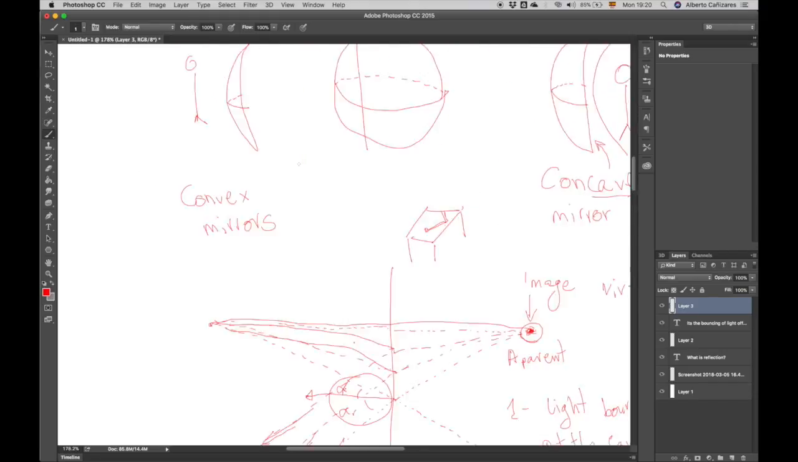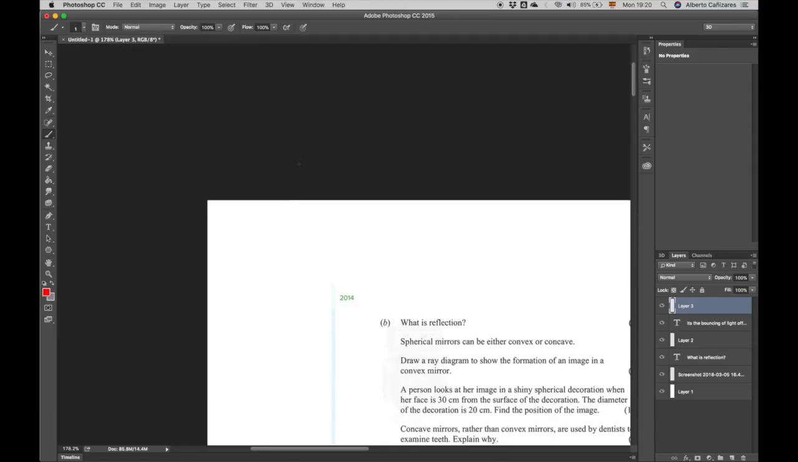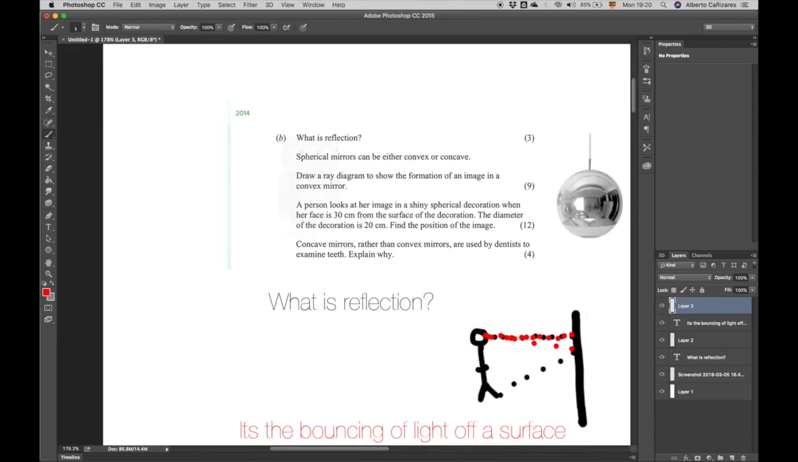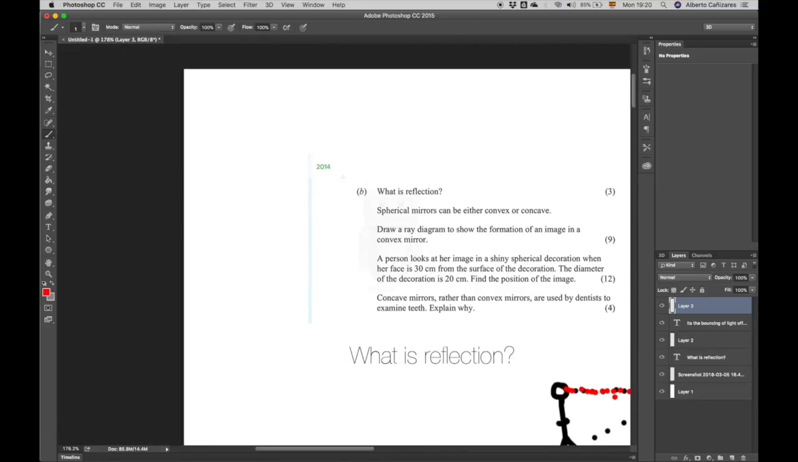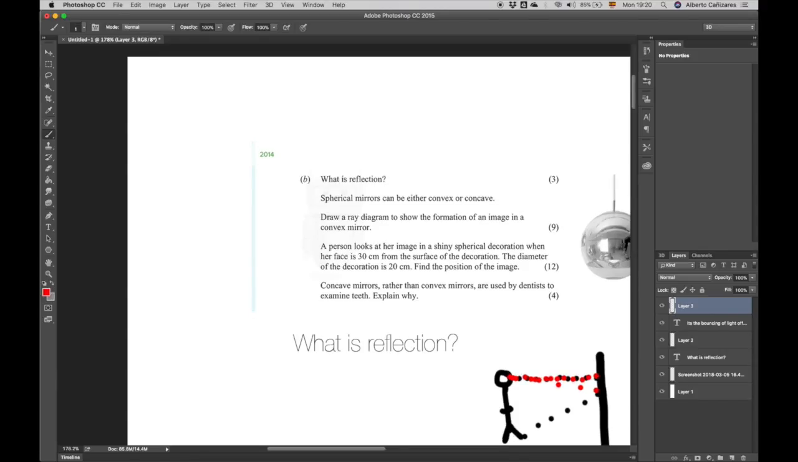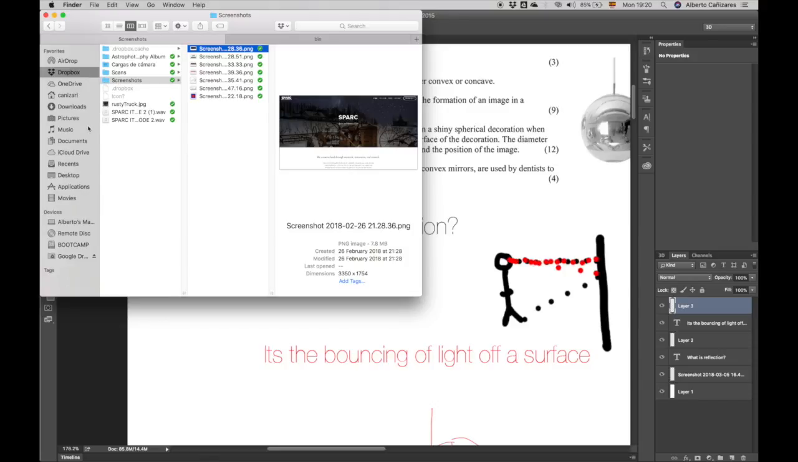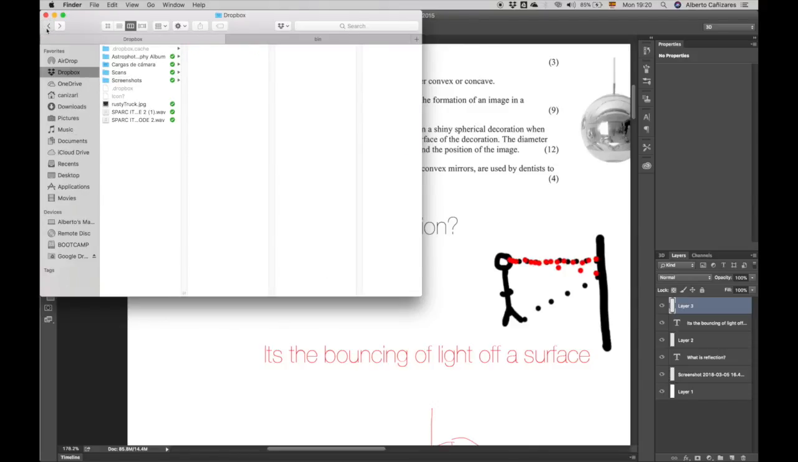So we're being asked to solve: spherical mirrors can be convex or concave. Draw a ray diagram to show the formation of an image in a convex mirror. Okay, well in that case, let me see if I can find it.